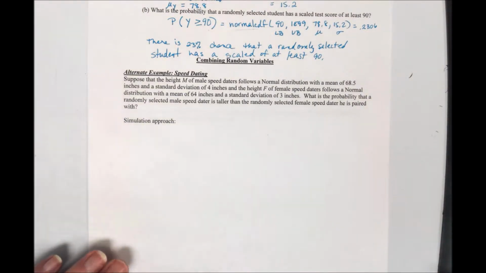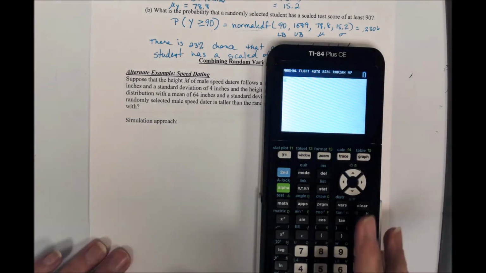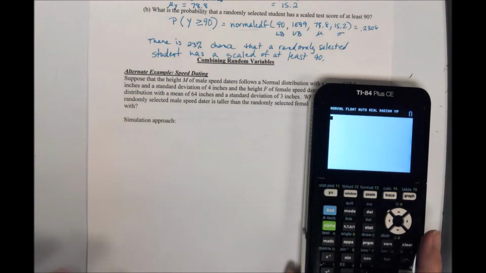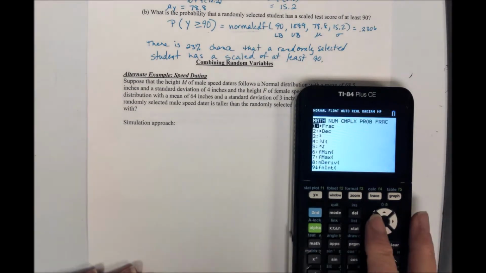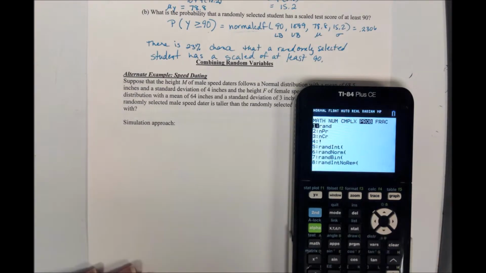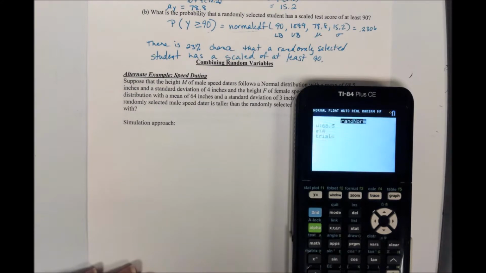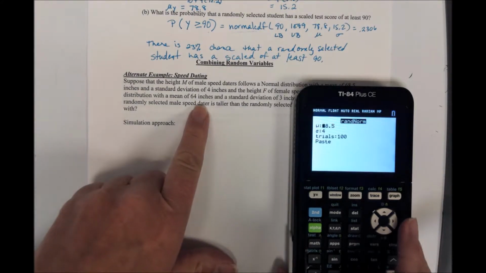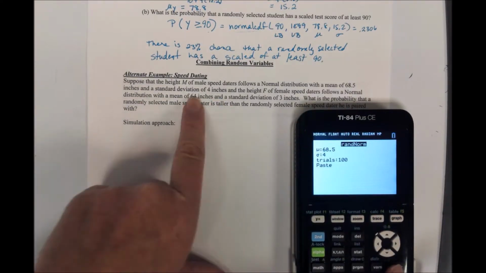So the simulation, I'll show you how to do it, and it actually shows you how to do this in the textbook as well. So you will go to your math, probability, and now we're just going to do random normal. We haven't done this one before. So random normal, and I did this yesterday. This is the females. Let me go ahead and put the males in. So the males was, oh, I do have the males in there.